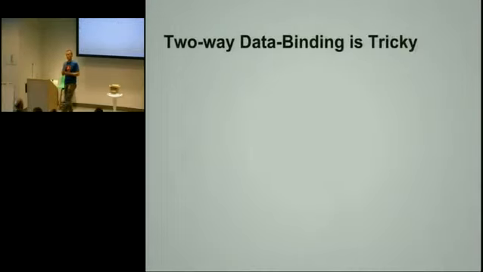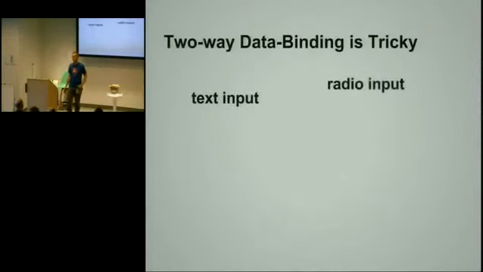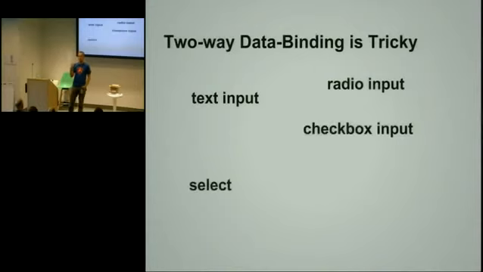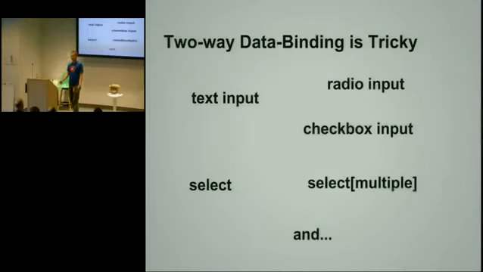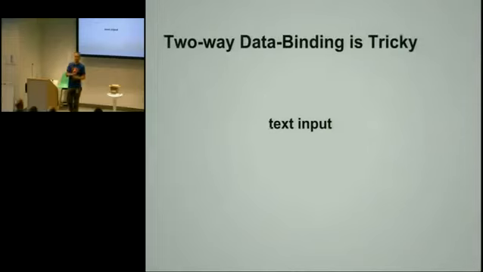So two-way data binding is quite tricky, and the reason why it's tricky is because there are not only text input fields, but we also have radio input fields, we have checkbox input fields, we have select boxes, and select boxes where you can select multiple of them. It's really complicated. The good news is that we took care of all of this for you, and Angular comes bundled with two-way data binding for all of the form controls that are available in HTML.